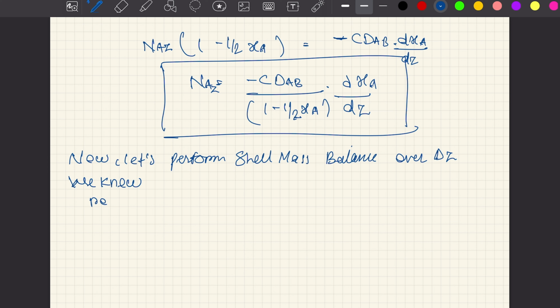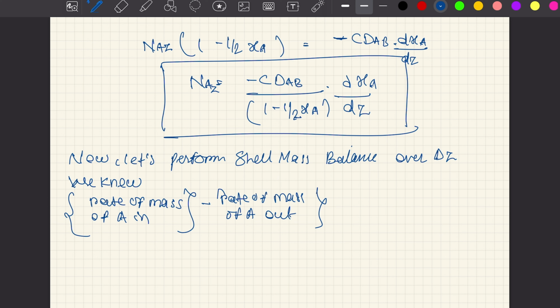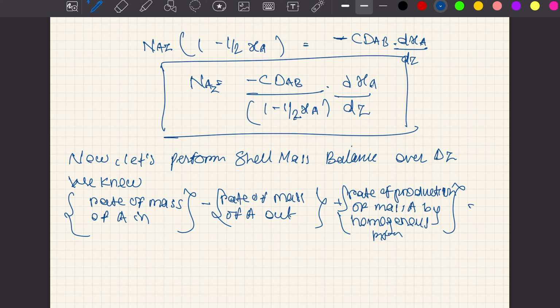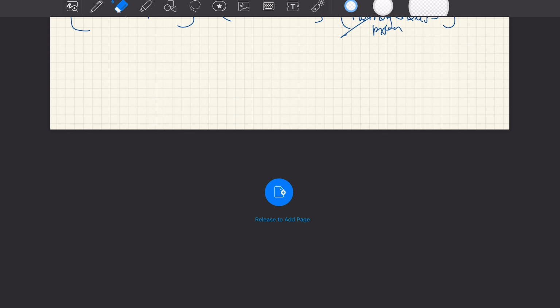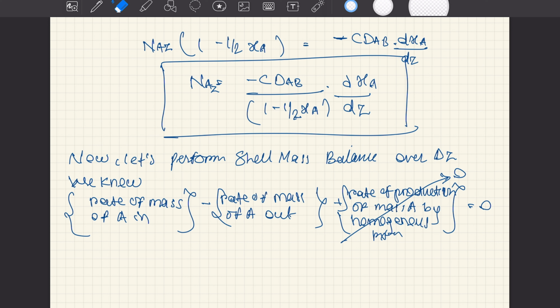We know for shell mass balances: rate of mass of A coming in, minus rate of mass of A going out, plus rate of production of mass A by homogeneous reaction is equal to 0. Now as we are performing this for a heterogeneous reaction, we know the production term should be 0. So the only terms left are rate of mass A in and rate of mass A out.